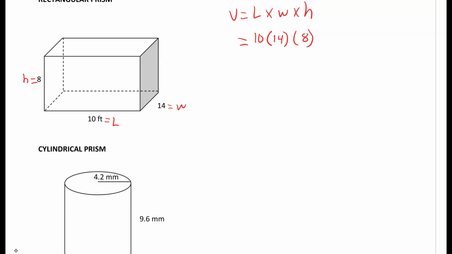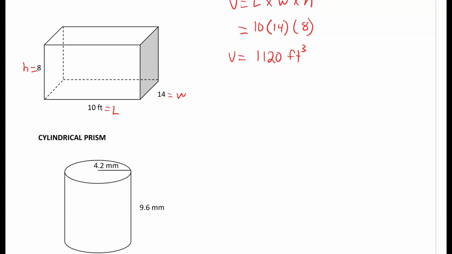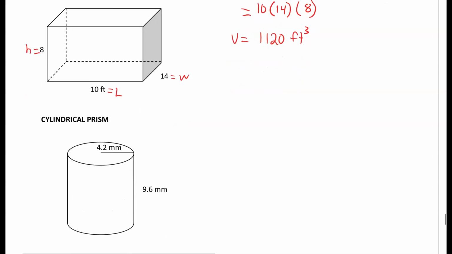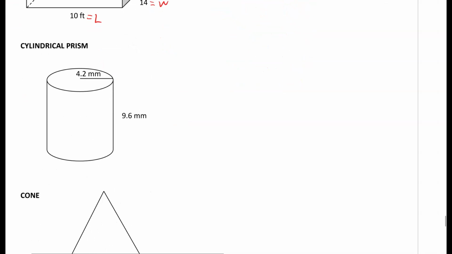So you have 10 times 14 times 8. Our volume for the rectangular prism is going to be 1,120 feet. Now this time we're calculating volume, so it's going to be feet cubed. That's an important difference. When you're doing volume, which is length times width times height, your answer is going to be cubed, not squared.